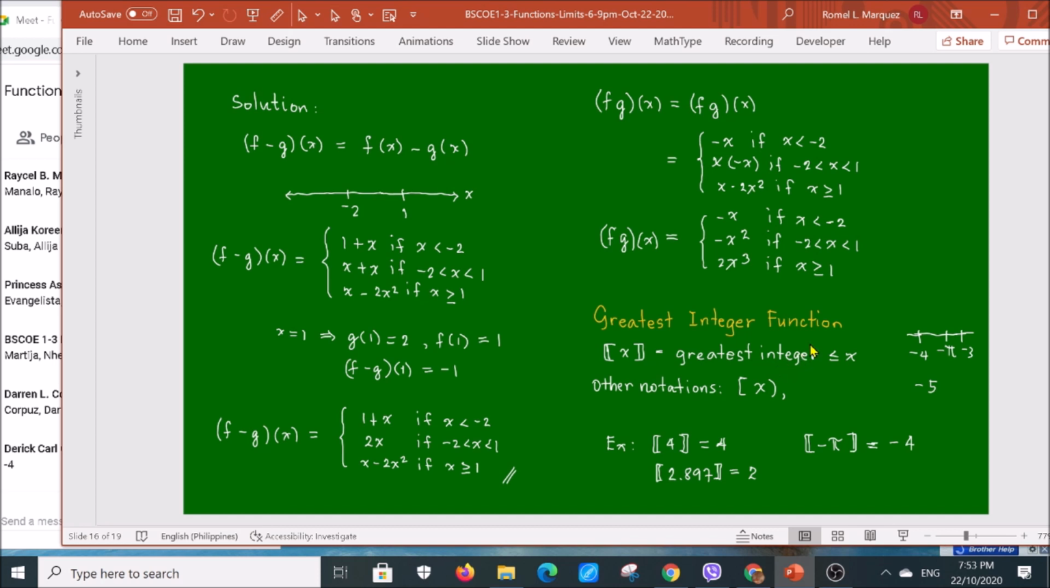Tama ba? O baliktad ako? Less than, baliktad. It should be, kasi dapat hanggang maximum niya hanggang x, magiging bracket siya, pero less than that. Halimbawa, 4, equal yun. Pag 3.9 to the left, magiging 3, no? Next, pwede rin yung iba naman, ganito.